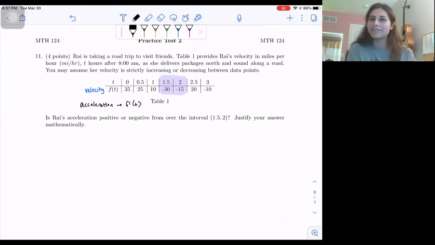I don't know what she's doing, but anyways, just ignore the practical side of it. She's going backwards down the freeway at 30 miles per hour, or semi-fast, not fast. But then she gets really slow. Now she's at 15 miles per hour, but she's still going backwards. Is she accelerating or deaccelerating? Think about it. Let me know. Put it in the chat. What do you guys think? Accelerating or deaccelerating from 1.5 to 2 if her velocity is slowing down?